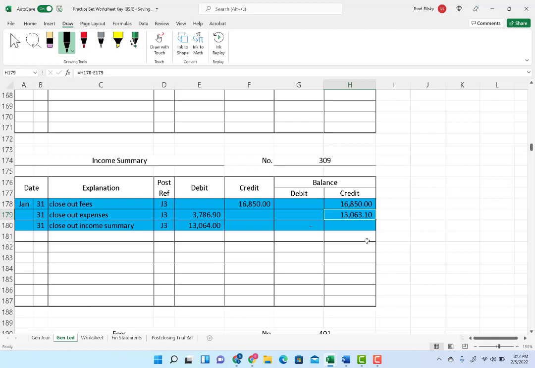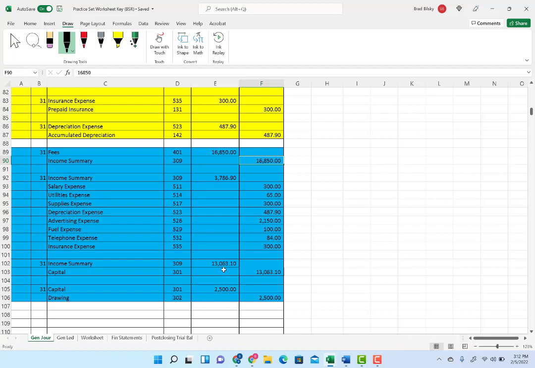We need it to be closed out. So what I'm going to do is make a debit entry of $13,063.10. All right, so that's what I do right here. Remember, it gets closed out to capital. If we had a retained earnings account, we'd close it out directly to retained earnings.